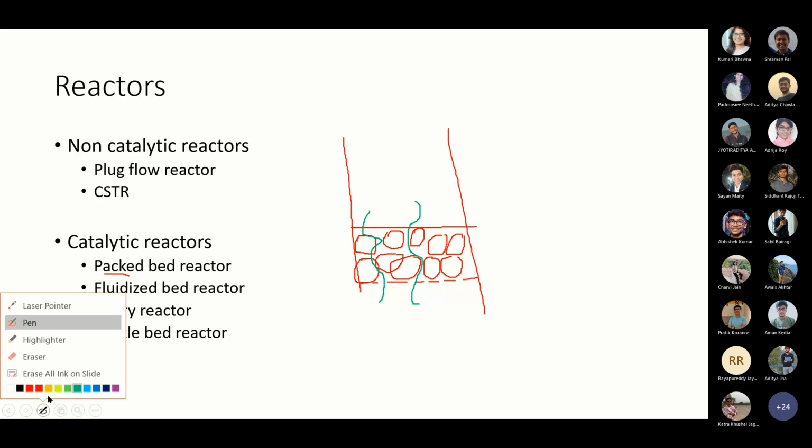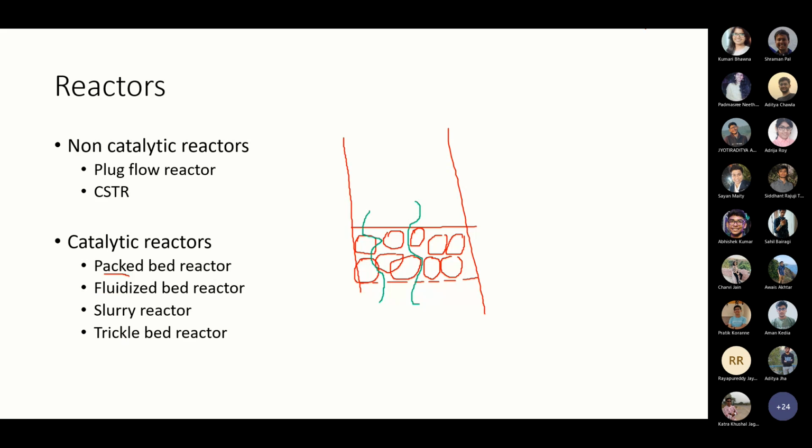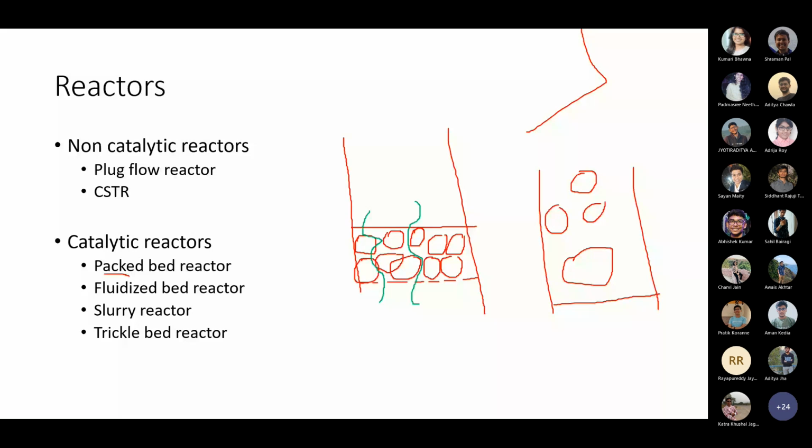Instead of the catalyst being packed, if the catalyst particles attempt to move, this is the support plate. The catalyst particles attempt to move along with the fluid. So this is the reactant. The reactant flows like this. But in the packed bed reactor, the catalyst particles are stationary.